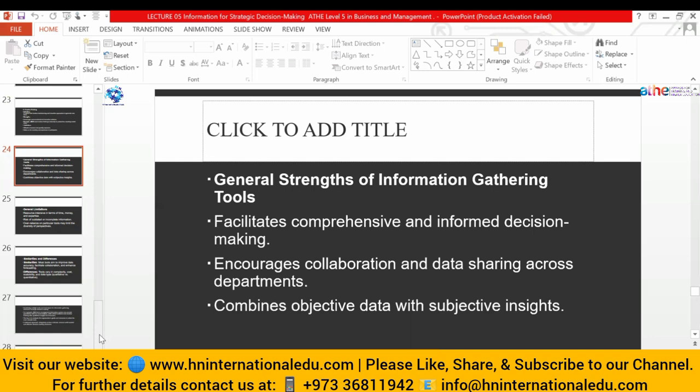It encourages collaboration and data sharing across departments because we have installed management information system software and so on as well. CRM too. So it helps in what? In collaborating and sharing the data more perfectly and in time. It combines objective data with the subjective insights, the one which you're thinking and the one which you have to take the actions.